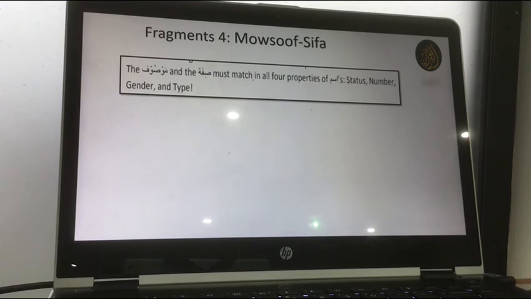For mawsuf sifa, how many properties have to match? Yes, all 4 properties have to match. Meaning both have to be the same status, same number, same gender, and same type. Okay? So these are the mawsuf sifa.